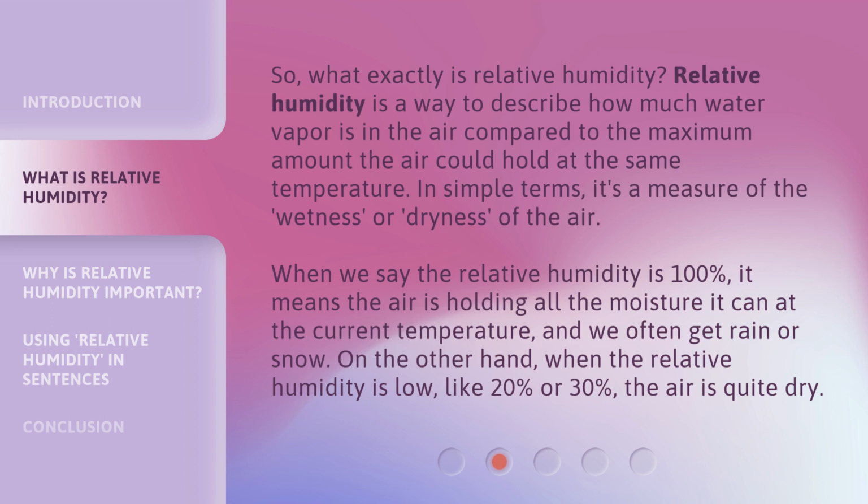When we say the relative humidity is 100%, it means the air is holding all the moisture it can at the current temperature, and we often get rain or snow. On the other hand, when the relative humidity is low, like 20% or 30%, the air is quite dry.